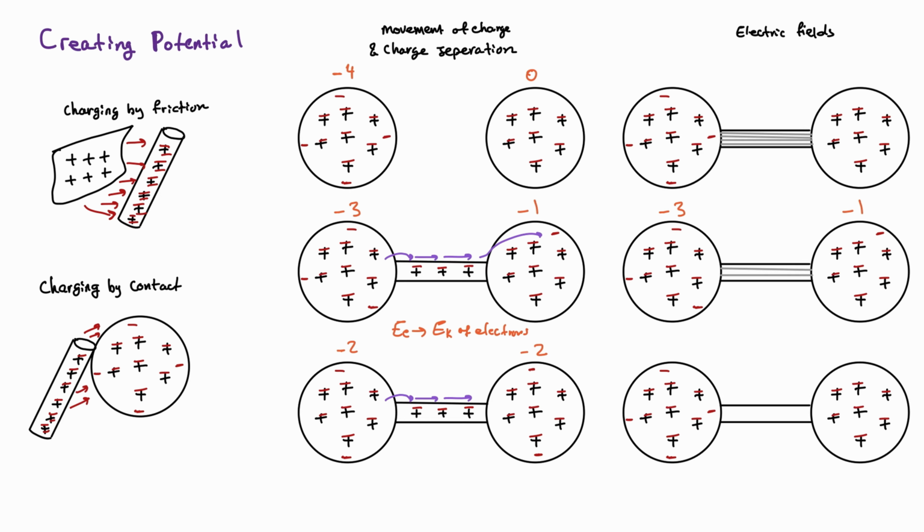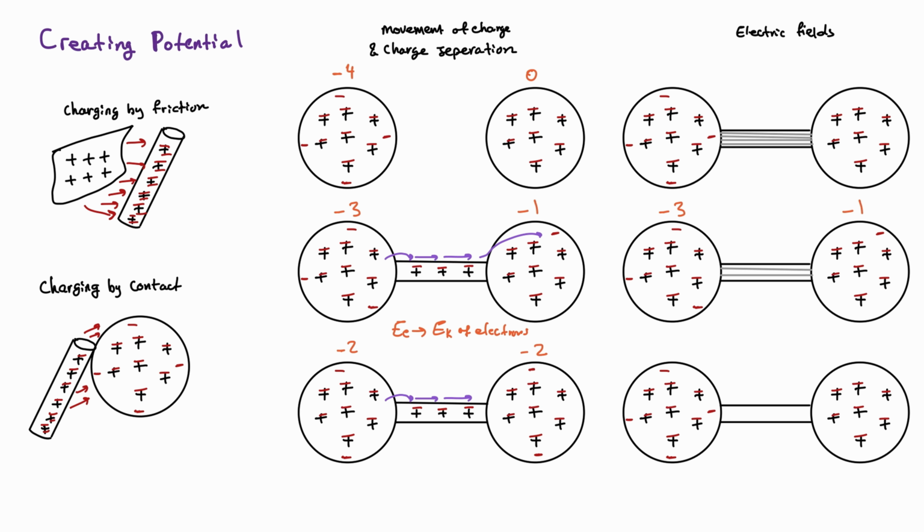And now your charge difference starts to reduce a little bit. Now you have a total charge of -3 here and a total charge of -1 here. So one excess electron here, and 3 excess electrons there.